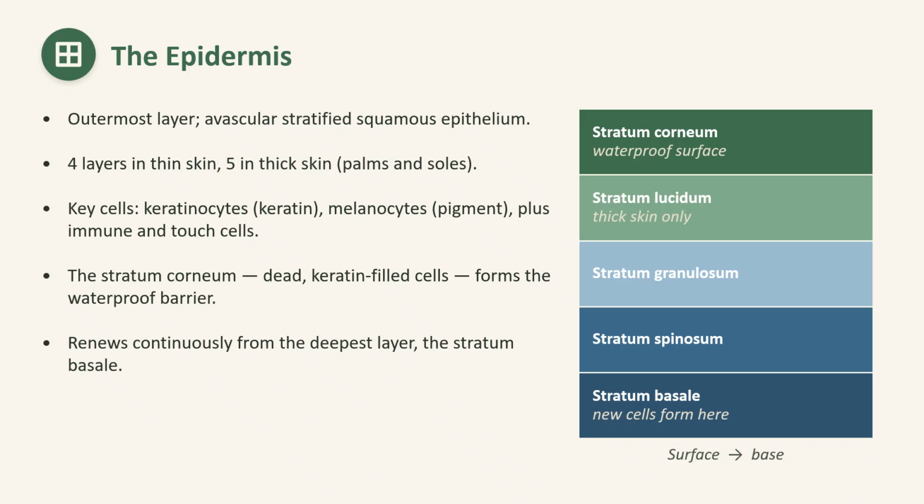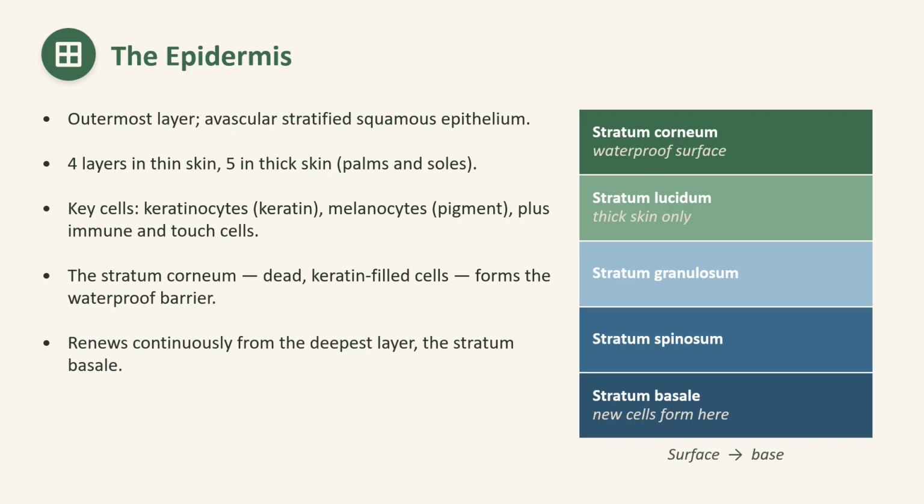In most of the body, the epidermis has 4 layers. In thick skin, like the palms of the hands and the soles of the feet, there's a 5th, the stratum lucidum. From the surface down, they are the corneum, lucidum, granulosum, spinosum, and basal. A simple memory device is come let's get sunburned. Of course, don't do that.